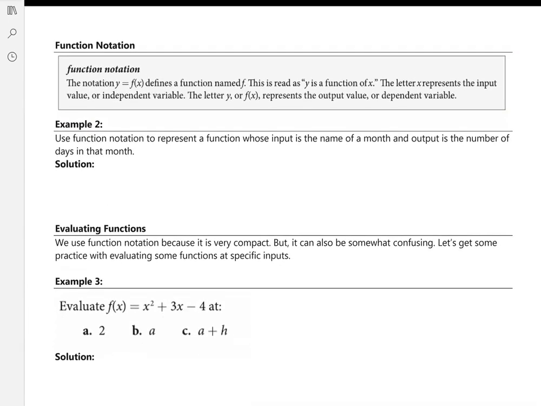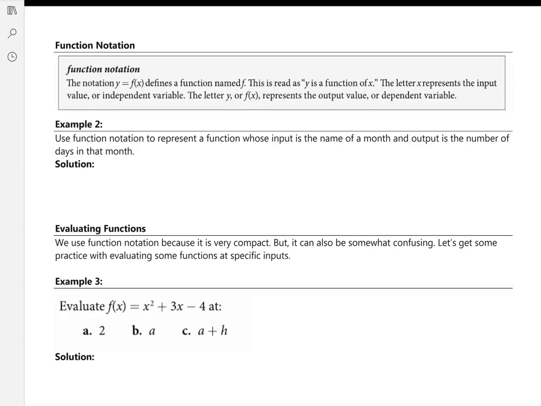Okay, function notation. The notation y equals f of x defines a function named f. This is how you read it: y is a function of x. The letter x represents the input value, or the independent variable, and the letter y is the output, which is the dependent variable.